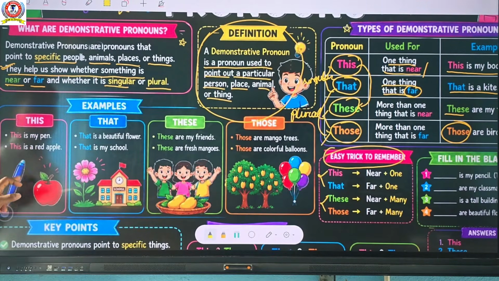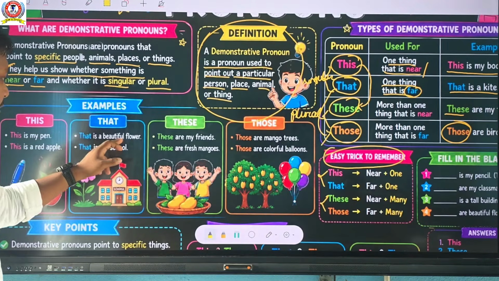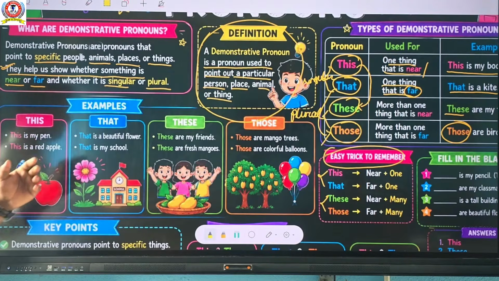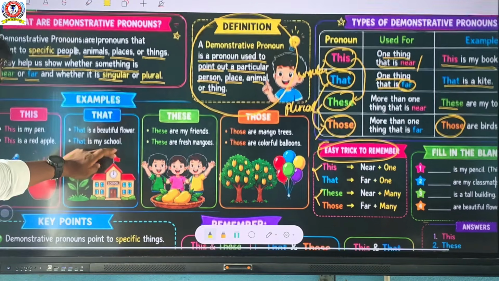For example, you can see again: This is my pen. This is a red apple. That is a beautiful flower, and that means it is a little far. You can understand this easily.